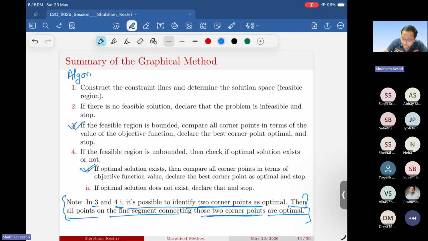We will use this algorithm subsequently when we are seeing simplex algorithm. So is this algorithm clear? How are we finding the optimal solution for a two variable LP using graphical method? Any questions? Okay. So I suppose there is no question.